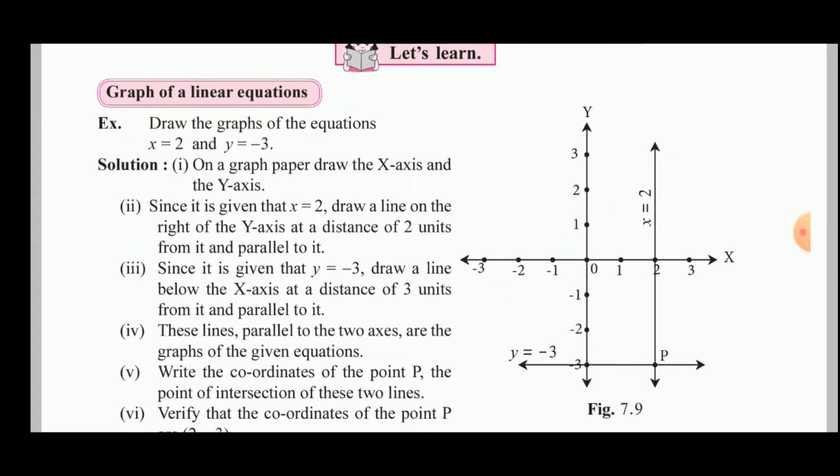Now we have to draw the graphs of the equations x is equal to 2 and y is equal to -3. Now x is equal to 2 is the line parallel to the y-axis, and it will pass through the point x is equal to 2 on the x-axis, whereas the graph of y is equal to -3 will be a line parallel to the x-axis at a distance of 3 units below the x-axis. So y is equal to -3 and x is equal to 2. These 2 lines intersect at the point P, and the coordinates of the point P are (2, -3).